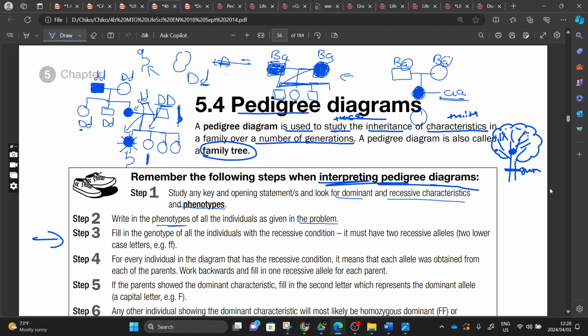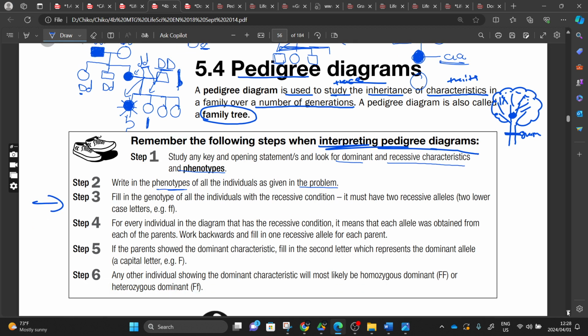You understand the pedigree now. You understand what is happening with pedigree. And then from there, they are saying you have to study the key. Step one, you have to study the key and the opening statement. Then we'll see the example.